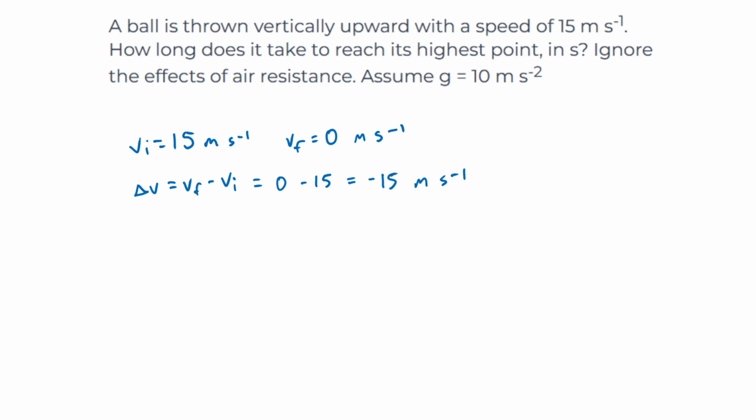Gravitational acceleration, or g, is equal to 10 meters per second squared. We can just use the symbol a for this. And because it will be in the opposite direction to the velocity of the ball, causing it to slow down, the value of acceleration will be negative. So a is equal to negative 10 meters per second squared.